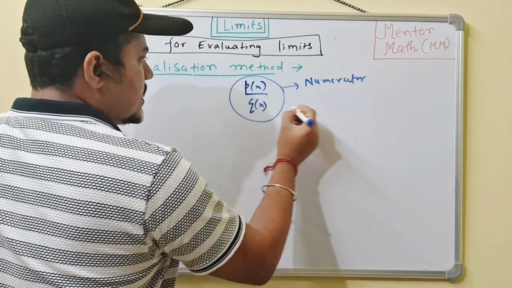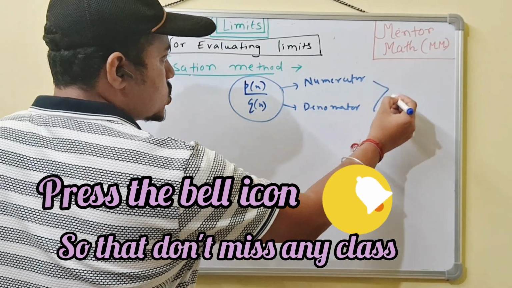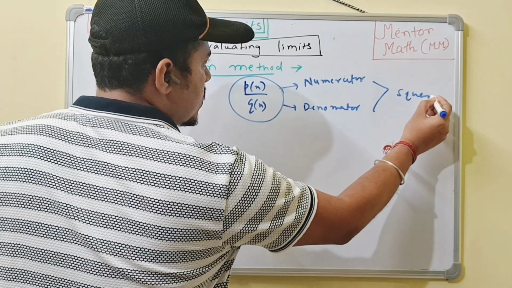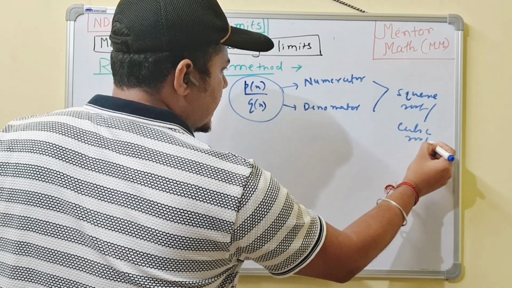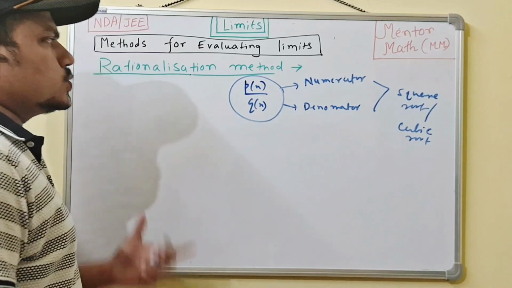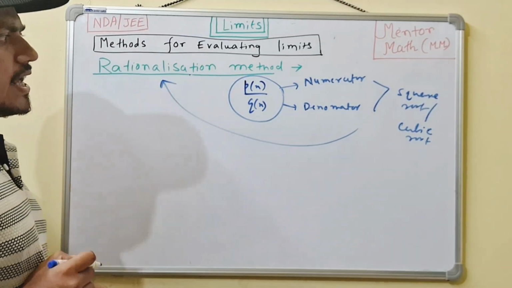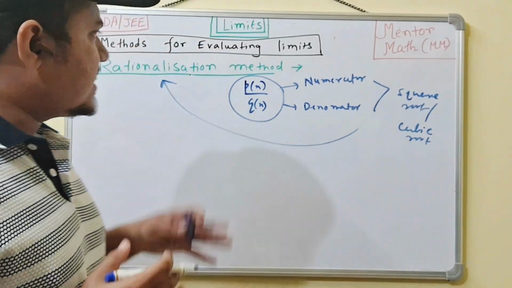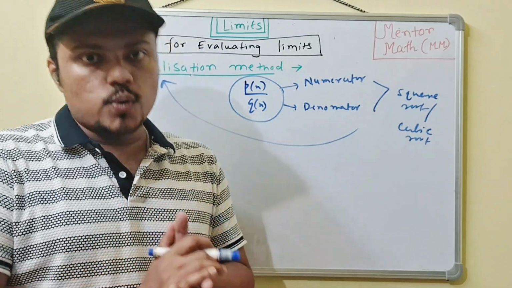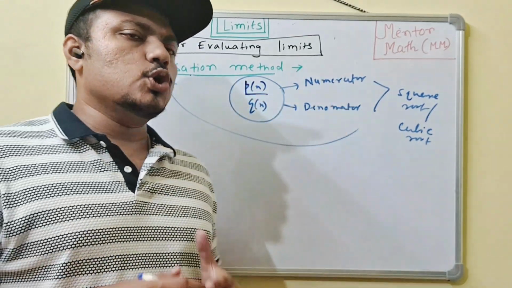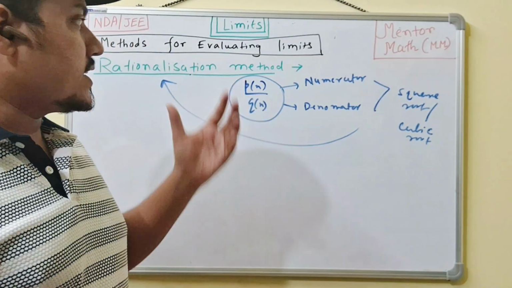or denominator contains a square root or cube root, then at that time you can use the rationalization method. Okay, so basically whenever you see that the numerator or denominator contains a square root, you know from your junior classes that this is the rationalization method. You have to cancel the square root using the rationalization method.